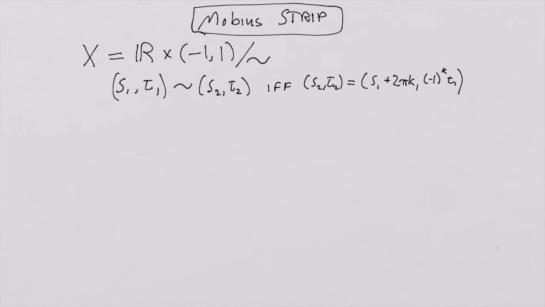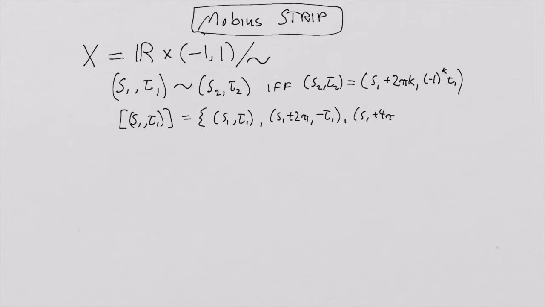So the equivalence classes will be something like, if I have S1 and T1, the equivalence class will be S1, T1, and then S1 plus 2 pi, minus T1, and then S1 plus 4 pi, T1, like that, and it'll be plus and minus for all the different k's. So that's what an equivalence class for S1, T1 will actually look like. And it'll be an infinite but countably infinite set of points.